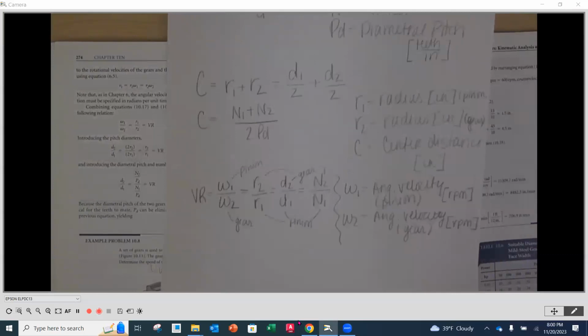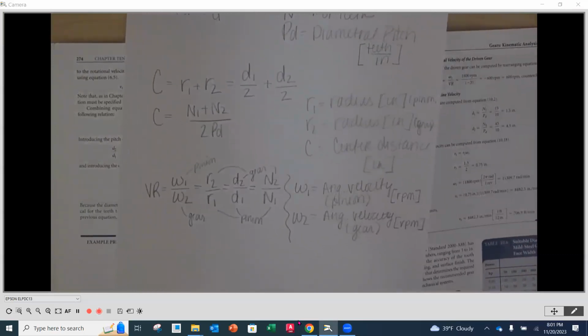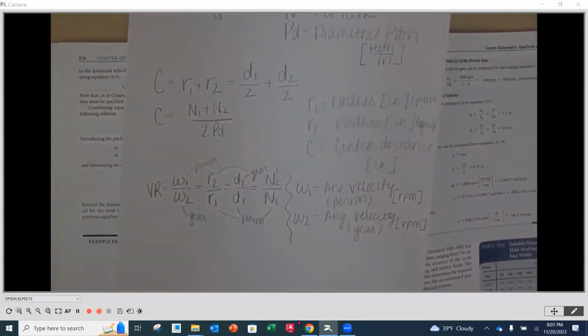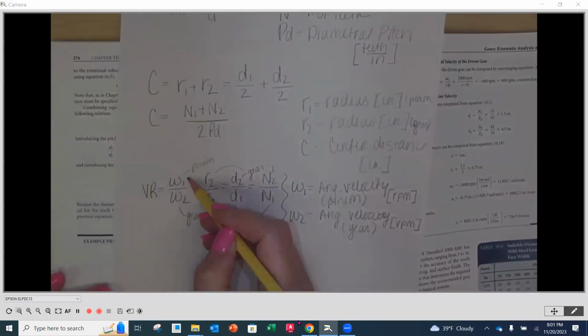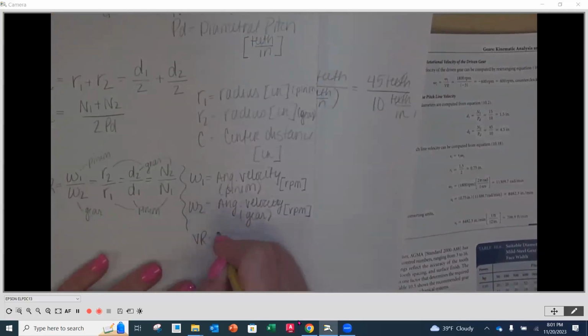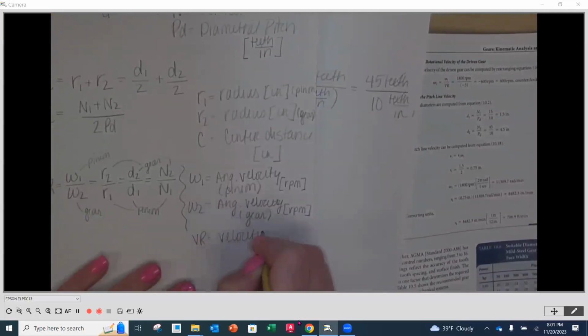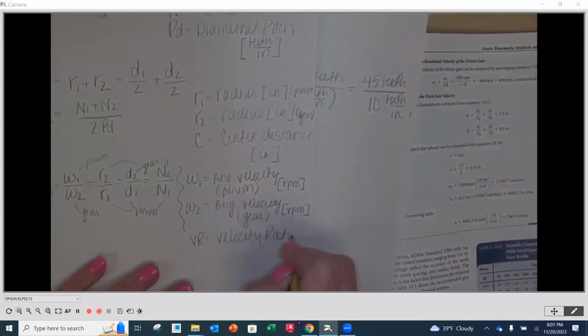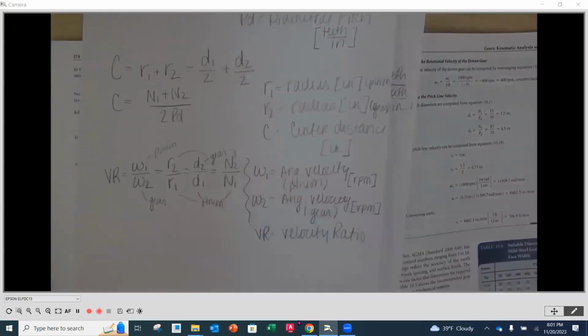Then I believe we're moving into an example. Sorry, what is the unit of the ratio? Nothing, because each time you're going to cancel out. So if this is RPM, there's nothing. Oh, and I should put, right, velocity ratio.